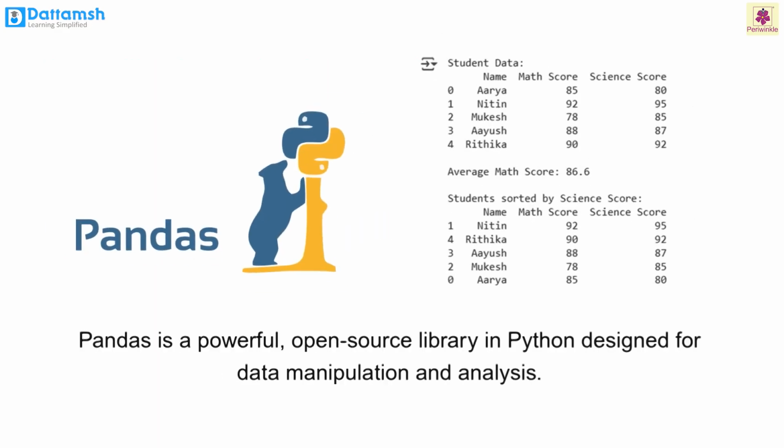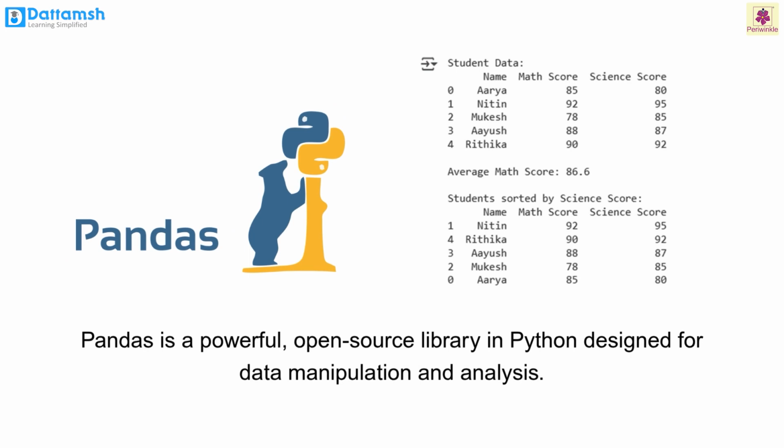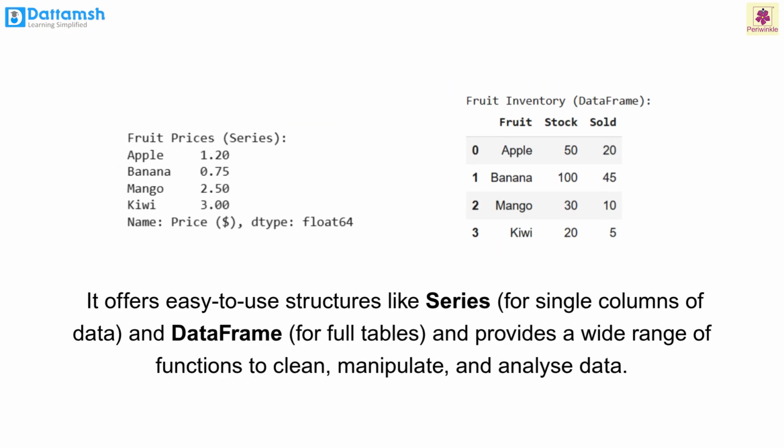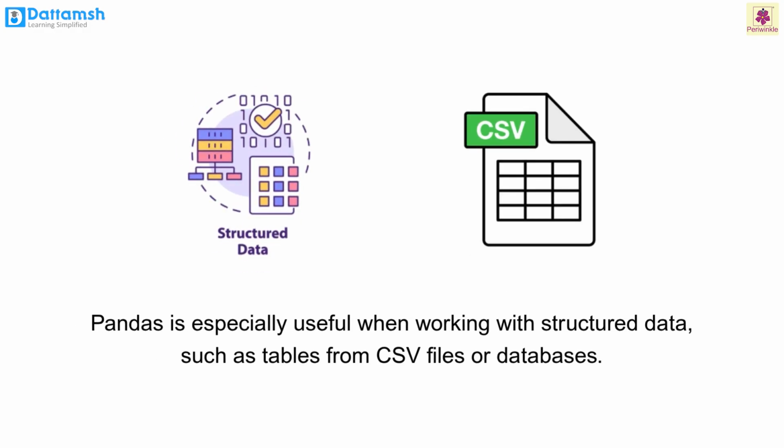Pandas. Pandas is a powerful open source library in Python designed for data manipulation and analysis. It offers easy to use structures like Series for single columns of data and DataFrame for full tables, and provides a wide range of functions to clean, manipulate, and analyze data. Pandas is especially useful when working with structured data such as tables with CSV files or databases.